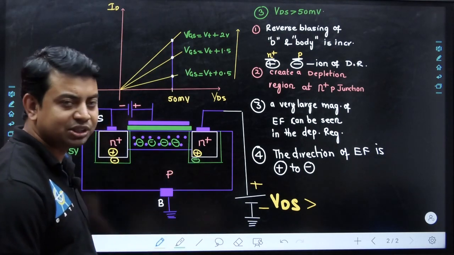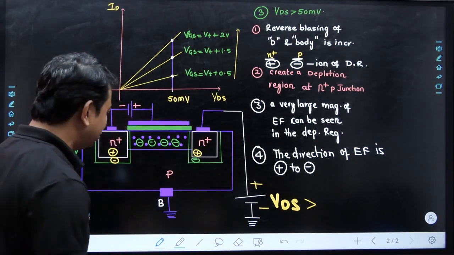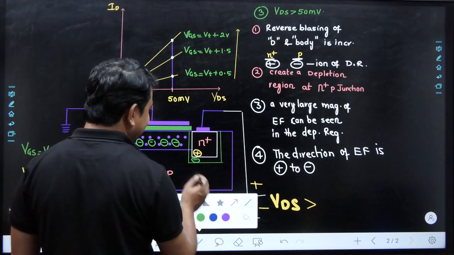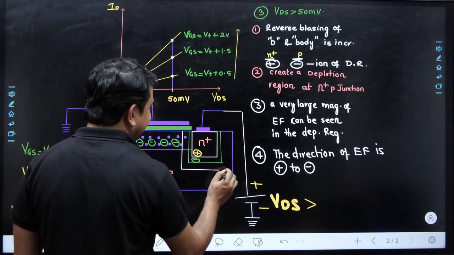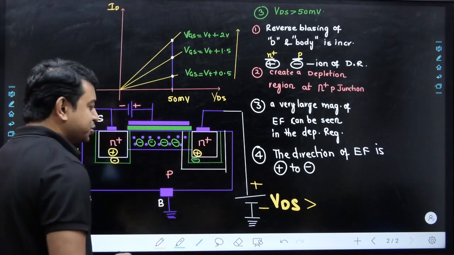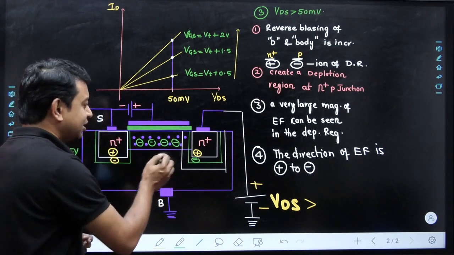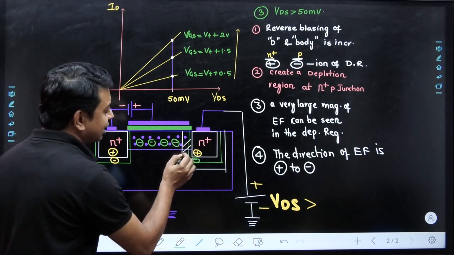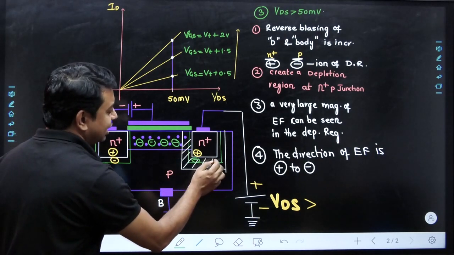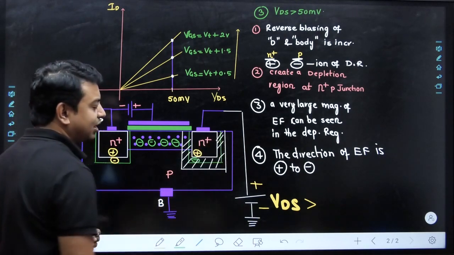This particular depletion region will be increased more and more. And if the depletion region is increasing more and more, it will remove the electrons which come under the vicinity of this depletion region. Now we can have this idea that this is the depletion region, and this depletion region is having an electric field.